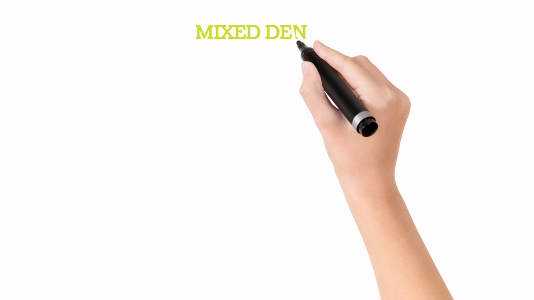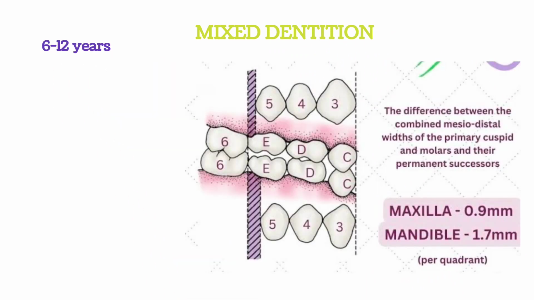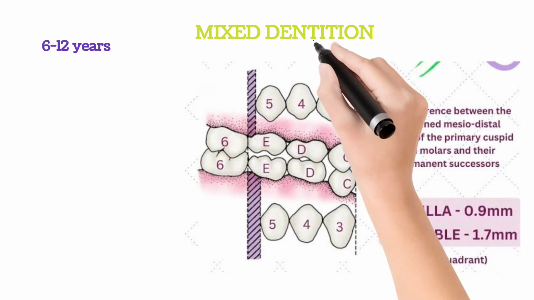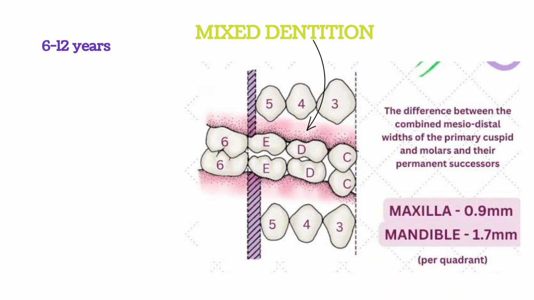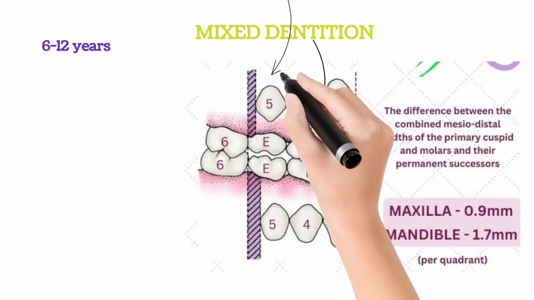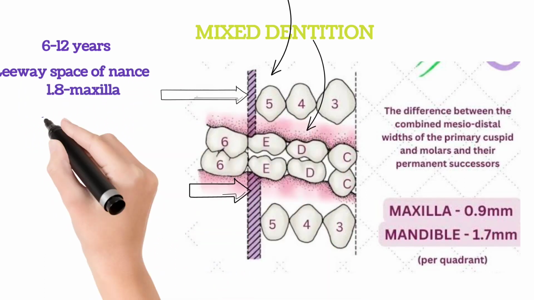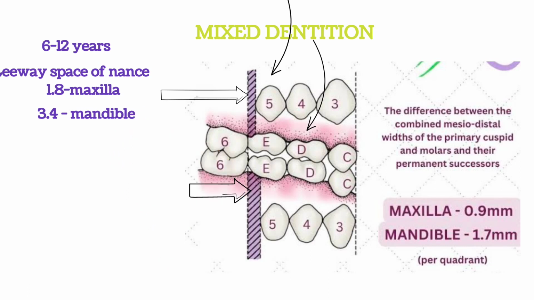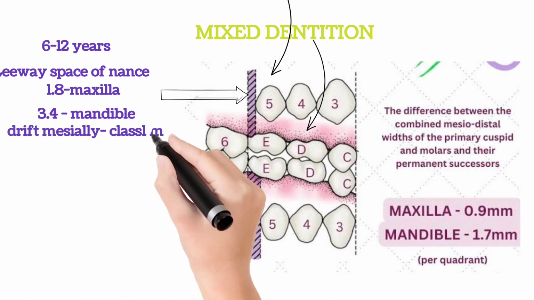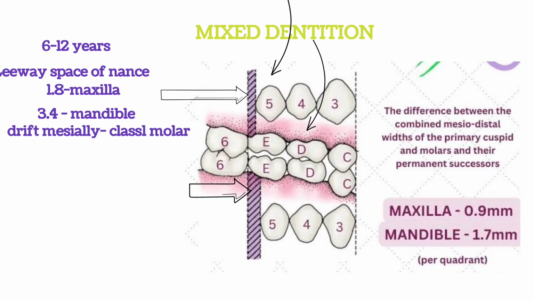Mixed dentition. It begins at the age of 6 and lasts up to 12 years. Total mesiodistal measurement of deciduous canine and molars is greater than the total mesiodistal measurement of permanent canine and premolars. The difference between these measurements is known as leeway space of Nance. This is 1.8 mm in maxilla and 3.4 mm in mandible. This space is utilized by the permanent first molars to drift mesially to develop class 1 molar relation.